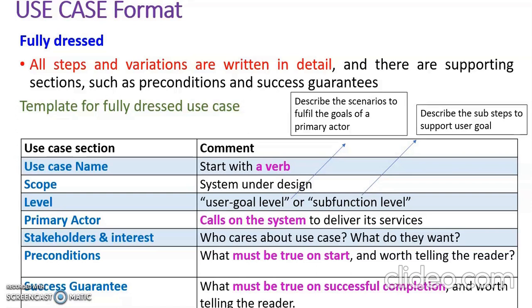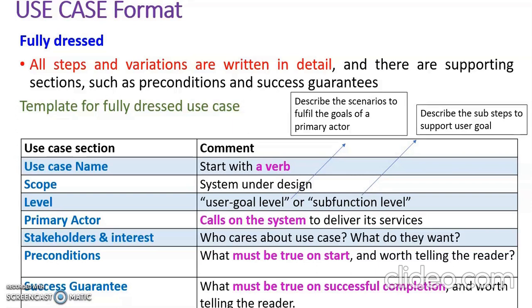Then stakeholders and interests. Who are the stakeholders? Those involved in the process or who care about the use case are the stakeholders. And we have to mention their interests also. What do they want? What is their need? We have to mention both things in step number 5.